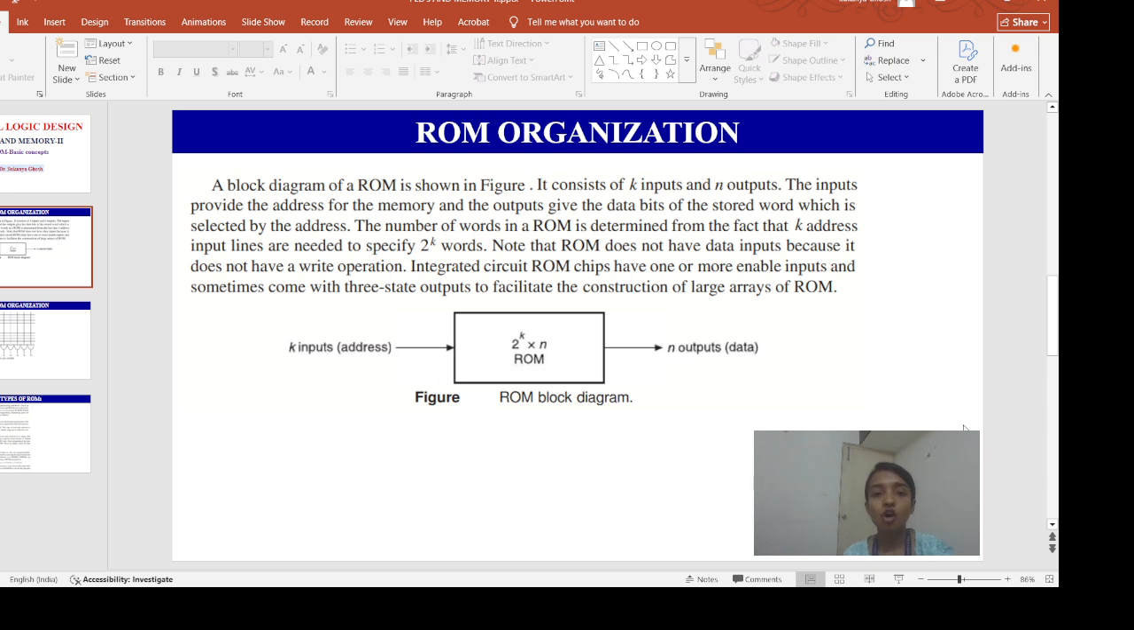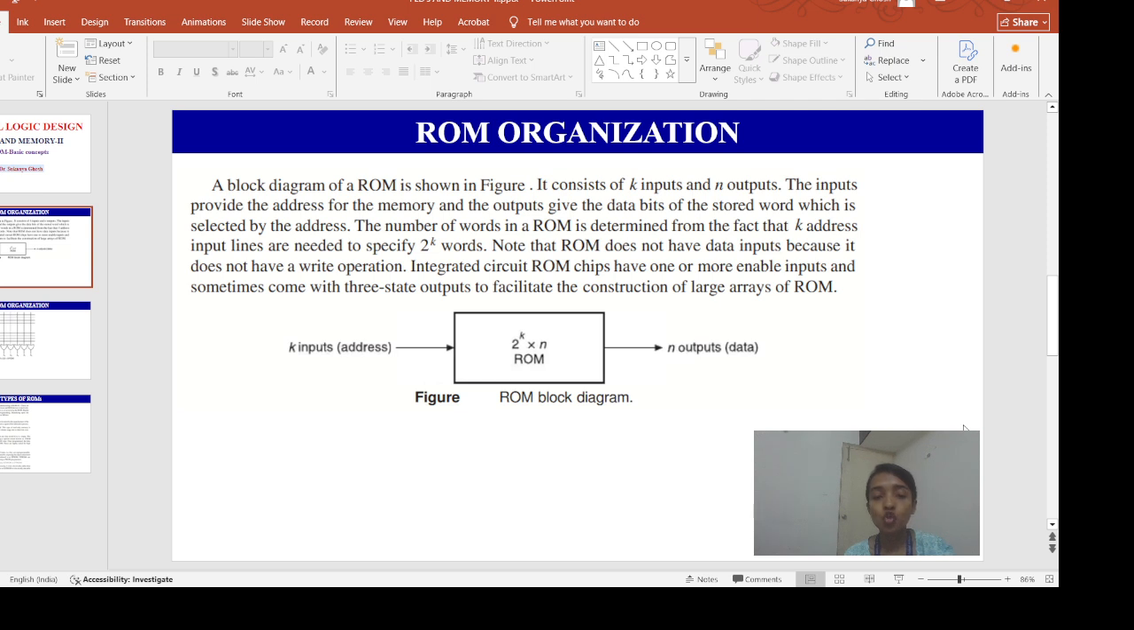So what is the organization of the ROM? Before we start discussing the block diagram of the ROM, what is ROM? This is a read-only memory, right? And it is essentially a memory device in which permanent binary information is stored. That is what we know. That means it can be programmed, and when it can be programmed, it is called PROM. The process of entering information in a ROM is known as programming.